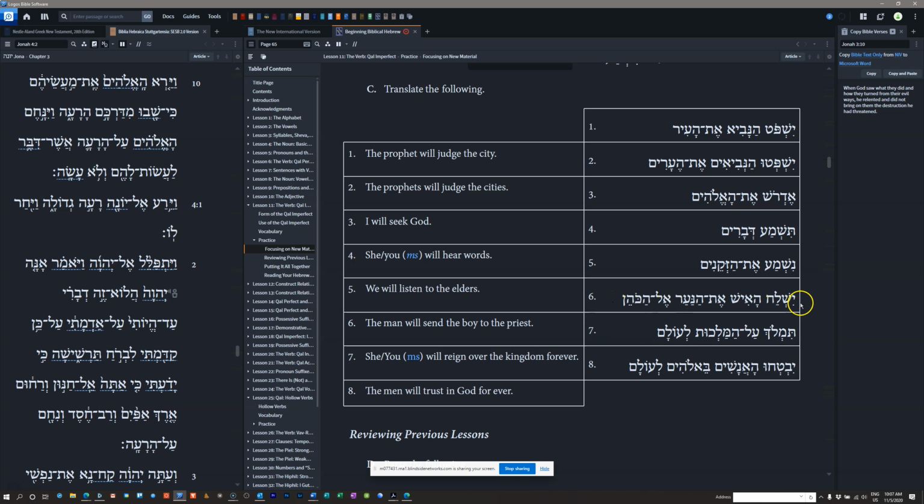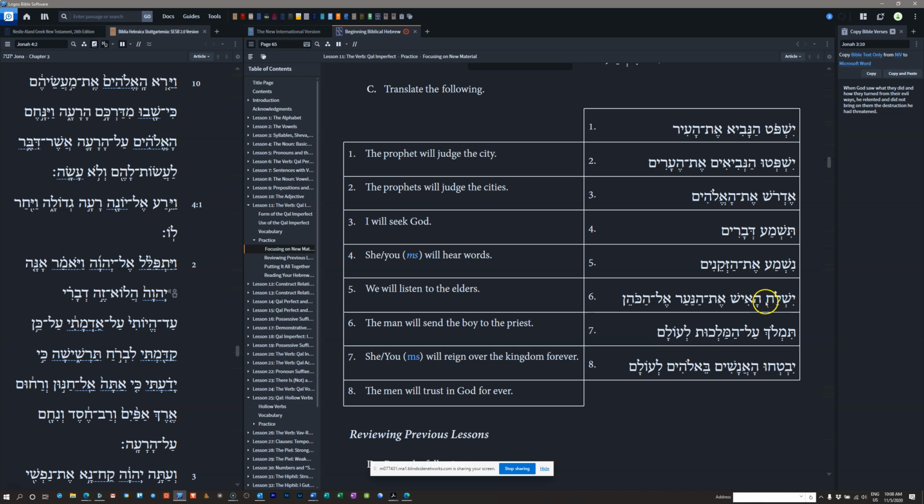Yishlach, again, verb. How many letters do I expect a verbal root to have? 3. How many do I have here? I have 4. And my prefixes, what are my suffixes? Does het ever get used as a suffix on a verb? No. Het must be part of the root. What about yod? Is yod ever used as a prefix? Yes, in the Qal Imperfect, yod gets used as a prefix in the third masculine singular and plural.